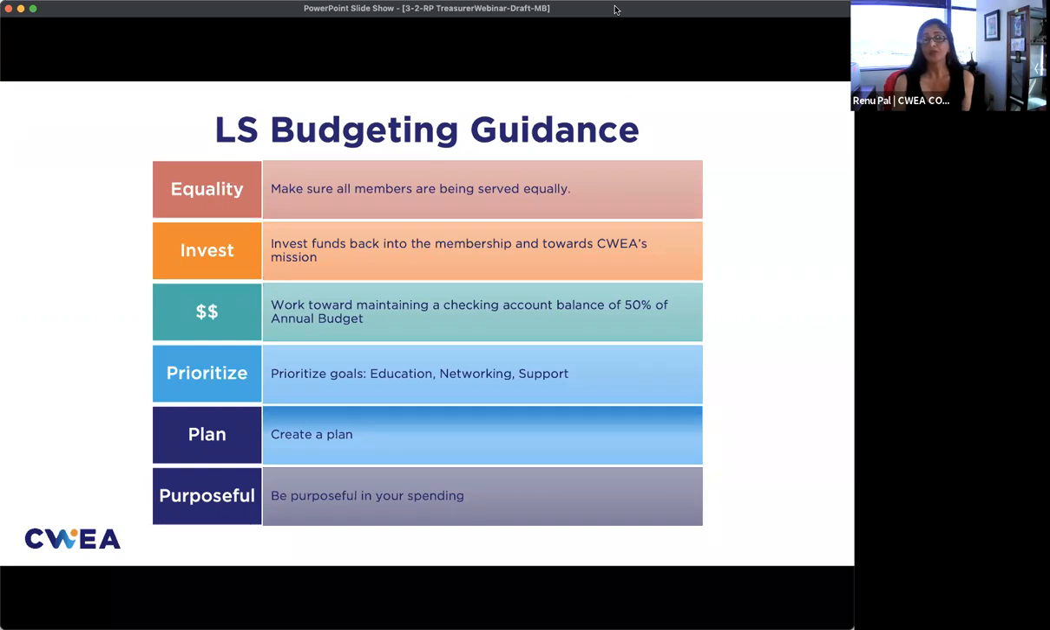Work towards reducing your balances if you have high balances. And this year, a lot of activity didn't happen. Work towards at least 50% of your annual budget if you can. Now, be very careful here. When we say work towards, there are a lot of good things that you can use your money for besides high door prizes, gift certificates, or free meals. That is something the auditors will frown upon.